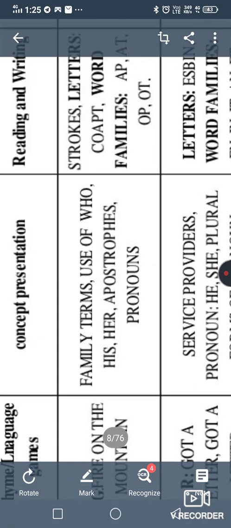So under milestone 1, under the heading concept presentation, what we have to use are family terms, use of WHO, who, use of his, her, apostrophes, pronouns. The child has to use these, frame a sentence, make small phrases, or he can talk on that. So that is called concept presentation: using keywords, using grammar-related points, and speaking about that topic.